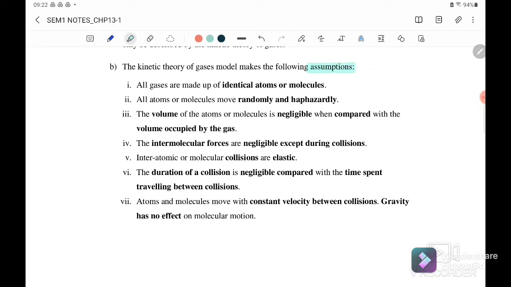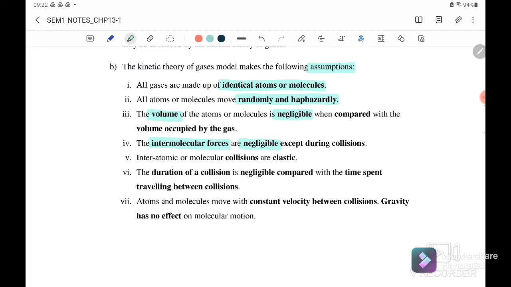The first one is all gases are made up of identical atoms or molecules, meaning that they are the same, and they move randomly and haphazardly, meaning that they will move randomly in all directions. The volume of the atoms or molecules is negligible when compared with the volume occupied by the gas. And the intermolecular force is also negligible except during collision. So intermolecular force we also neglect.